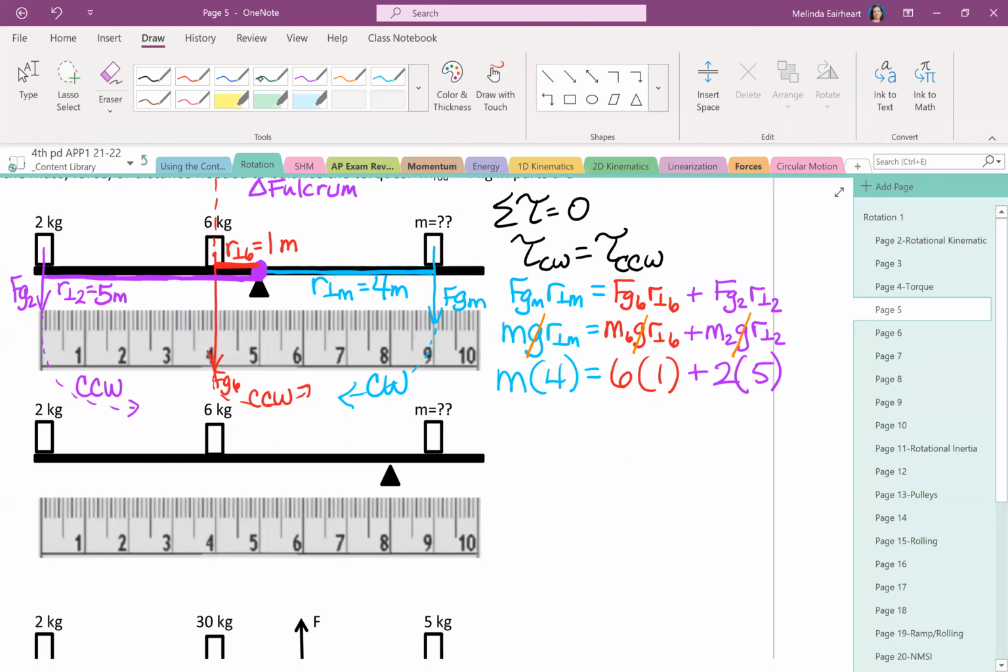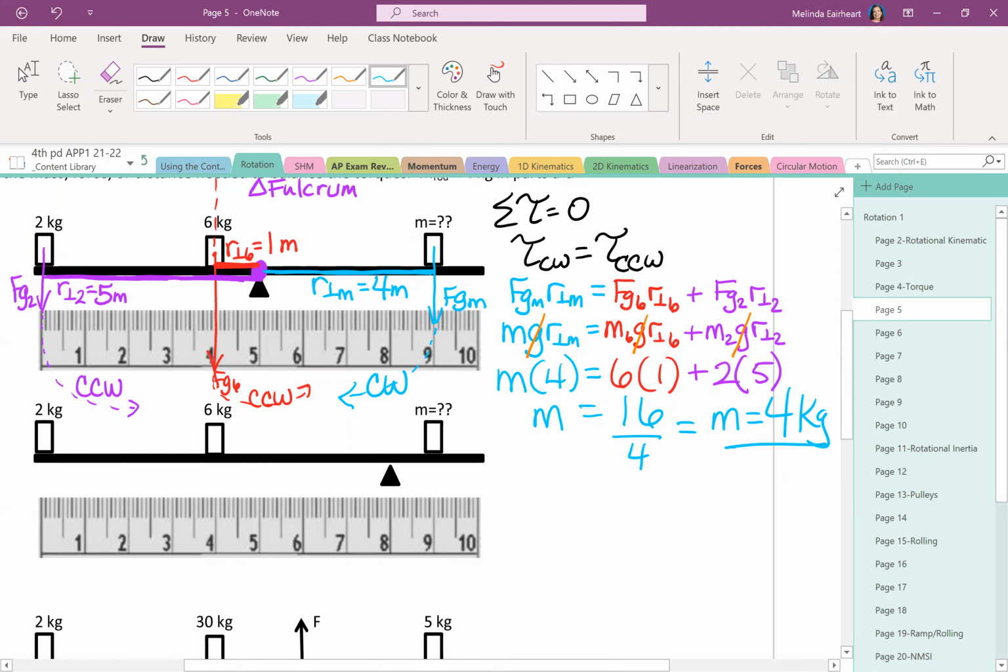And so what do we get here? We get 16 on the right divided by 4. And so if you were thinking the mass equaled 8 kilograms, you're wrong. It equals what? 4. And you're like, but how? The left-hand side, right? It's got that distance reference, okay? It's not about force, it's about torque.